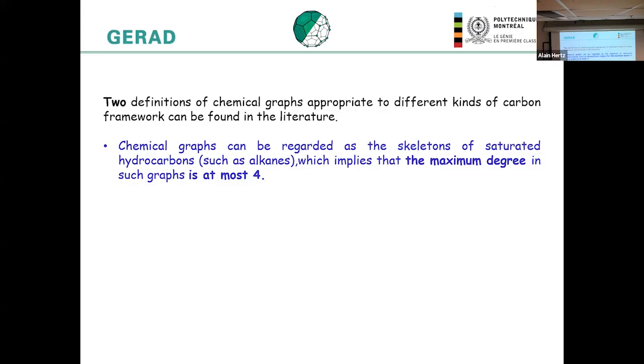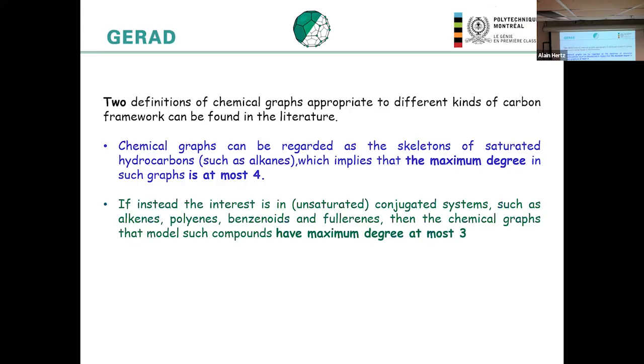And the other category of chemists say, no. They are interested in unsaturated conjugated systems such as polyenes, benzenoids, fluorenes, for which the molecules have maximum degree at most 3. So we have two types. We decided, since 3 is smaller than 4, let's start with 3. The problem is probably easier. So from now on, I will only focus on maximum degree at most 3. I cannot have any vertex of degree 4 or more in my graph.